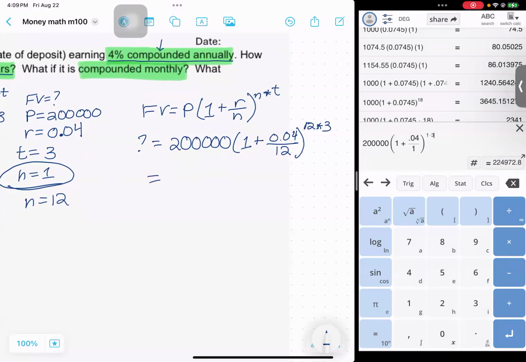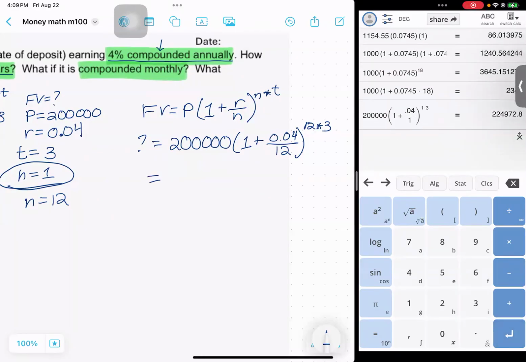And what I love about my calculator is, let's say I entered it, I can actually double tap that previous line, and I'm going to tap back in. I'm going to change that 1 to a 12, and I'm going to change that one to a 12, and I have my new formula ready to go. And we get 225,454.37.